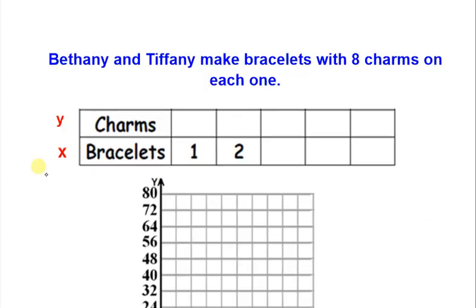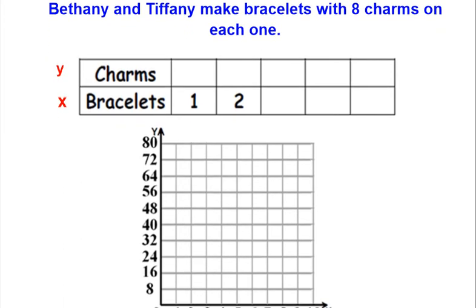All right, next example. Bethany and Tiffany make bracelets with 8 charms on each one. So we're going to go ahead and fill in the chart. So it told us that there are 8 charms on one bracelet. So we know that for one bracelet, we have 8 charms. If we double to 2 bracelets, we need to double the charms. So we'll have 16.